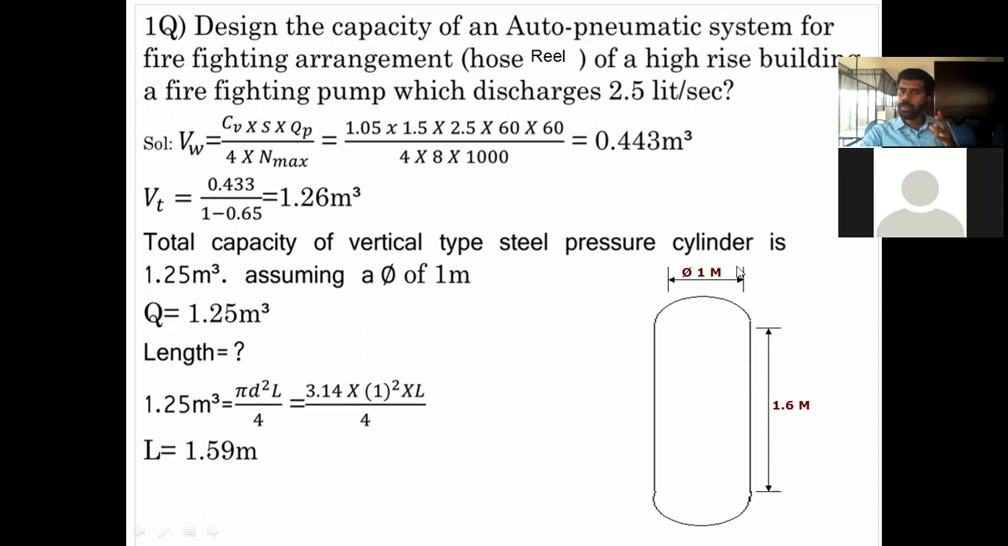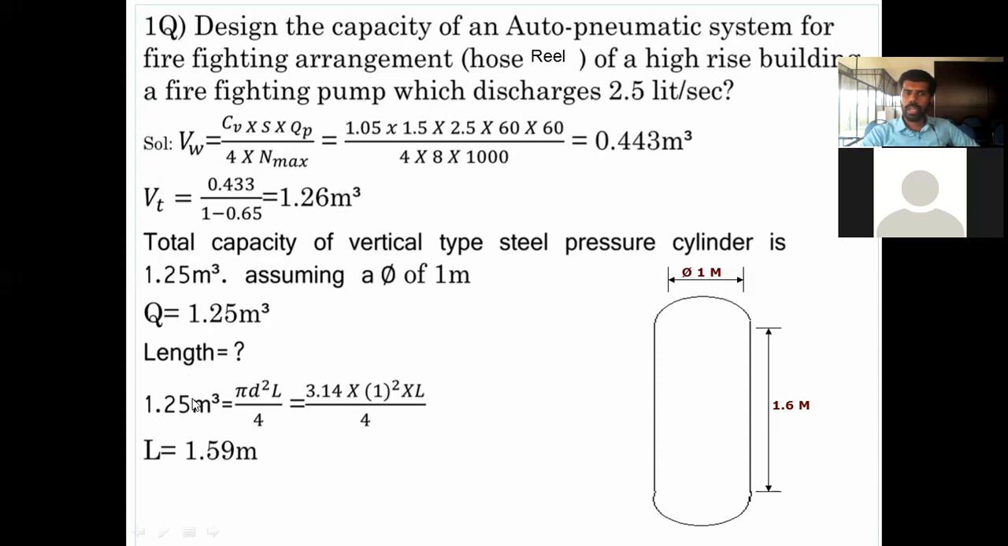So you can assume the diameter of the cylinder, and according to that there will be a change in the height. For example, the total capacity of the vertical steel pressure cylinder is 1.25, which we have found from here. Assuming the diameter of this tank is 1 meter, Q is already known as 1.25, diameter is 1 meter, and you have to find the length. You know that for a cylinder the volume is pi d square L by 4.